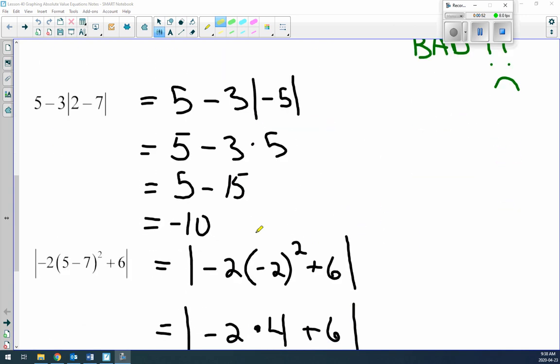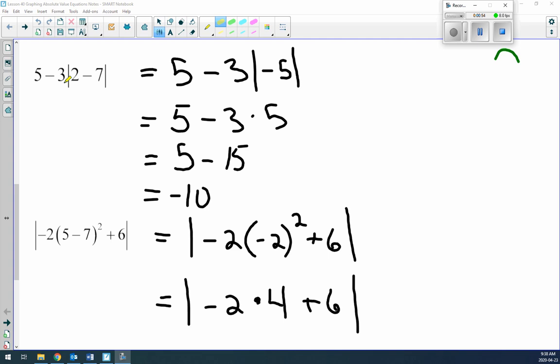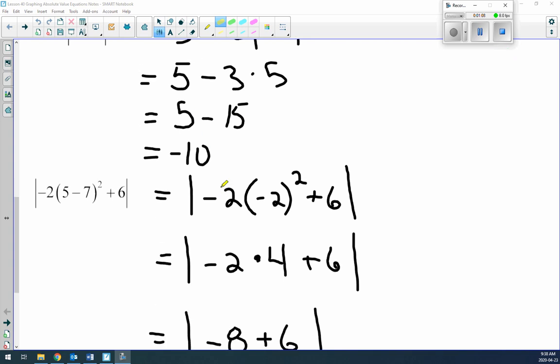Okay, let's look at this one with distributive properties. We have to deal with the absolute value first here in the middle. So 2 minus 7 is negative 5. Then we have 5 minus 3 times the absolute value of negative 5, which is positive 5. Then we multiply these first. So 5 minus 15, and we end up with negative 10.